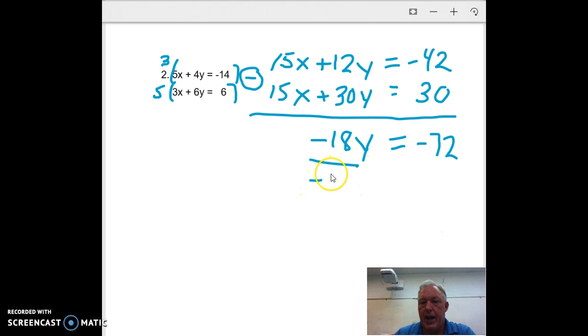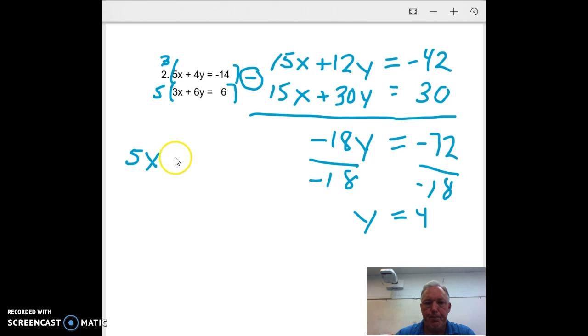Let's solve for y. Dividing both sides by negative 18 will give us y. How many times will 18 go into 72? It's going to be 4 times, a positive 4. Just like before, now we're going to take what y is equal to and plug it back into either equation. So let's just stick with the top one right here. We'll have 5x plus 4y, but in this case, y is 4, so we don't have to write y, we'll just write what y is equal to, equals negative 14.